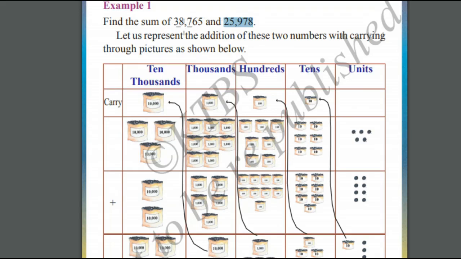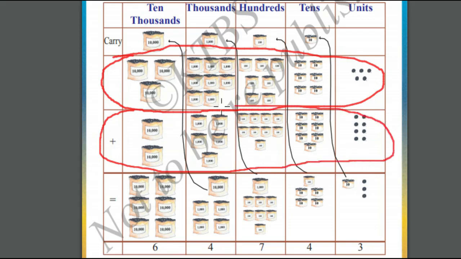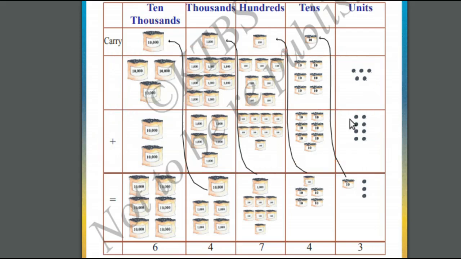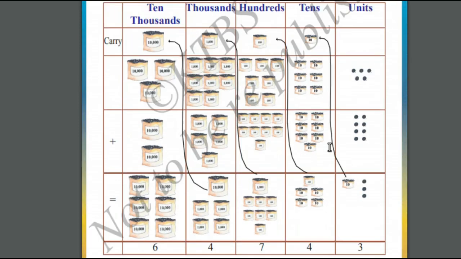Now let us add these two numbers, shall we? This part represents our first number, and this part represents our second number. We need to add these two numbers. We have placed the numbers in the proper positions. The units place of the first number matches with the units place of the second number, the tens place with the tens place, and so on.